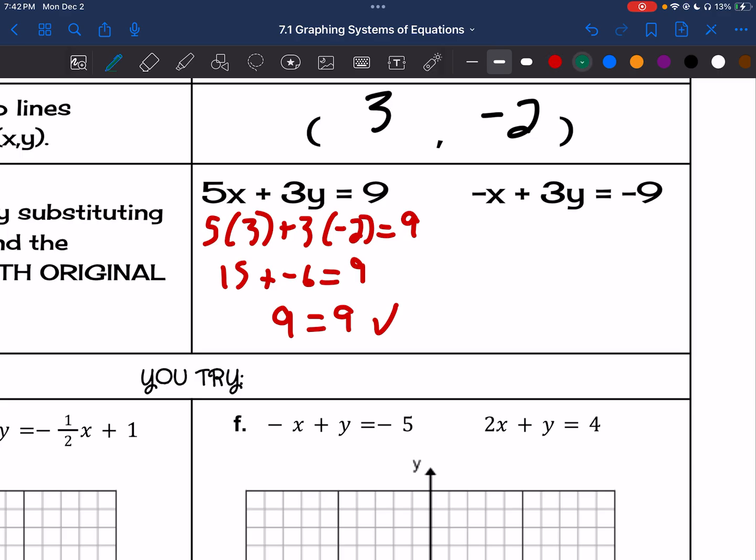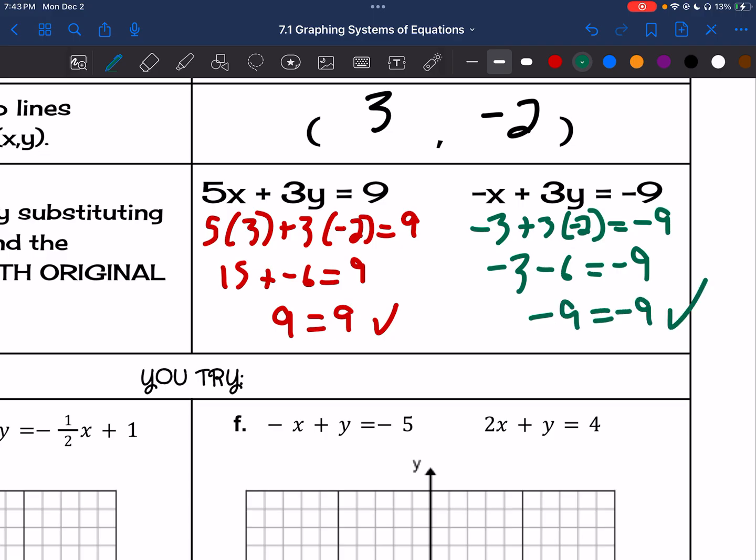You always go back to the original equation because if you possibly made a mistake, you could catch that mistake by looking at the original equation instead of what you had already solved. So if you had made a mistake solving for y, you can catch that mistake by going back to the original all the time. So we have negative 3 plus 3 times negative 2 is negative 6 equals negative 9. Negative 3 minus 6 is negative 9. And so it checks out in both equations.